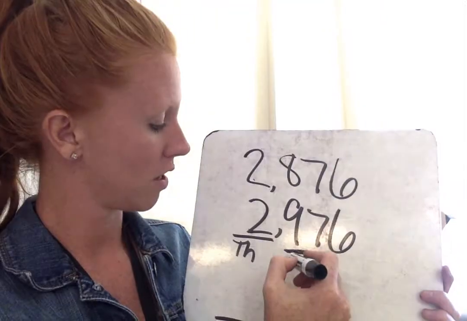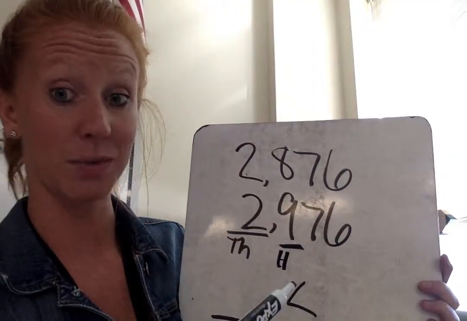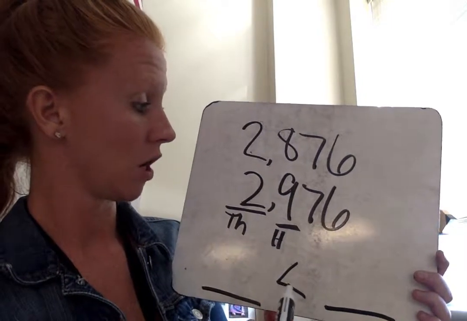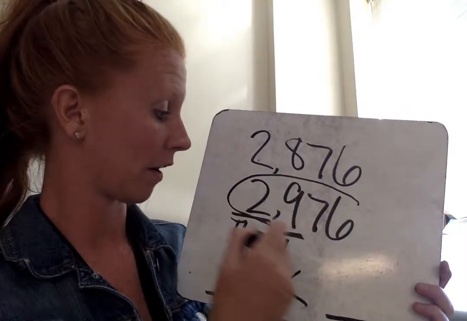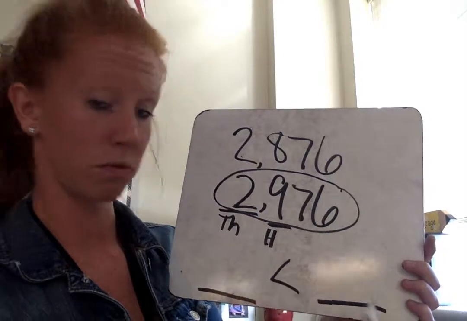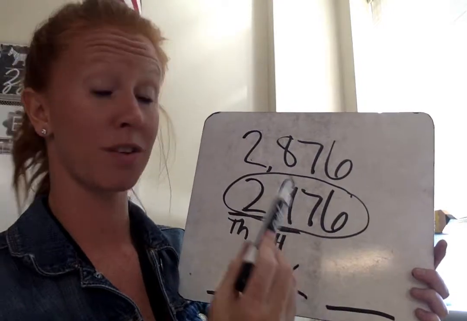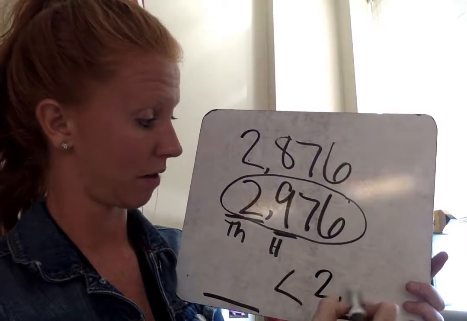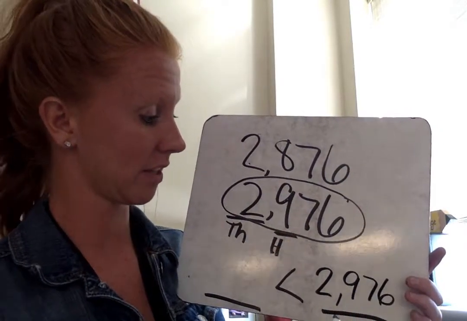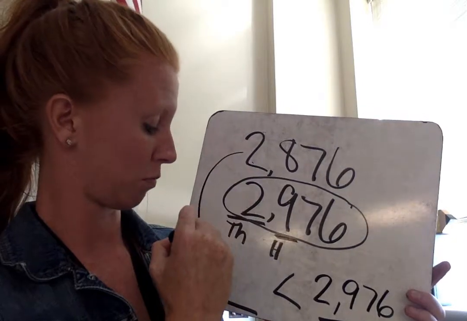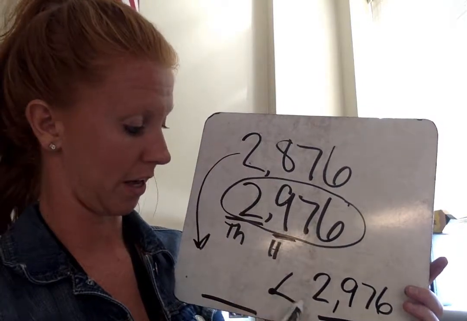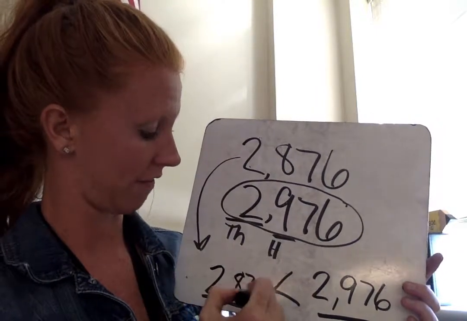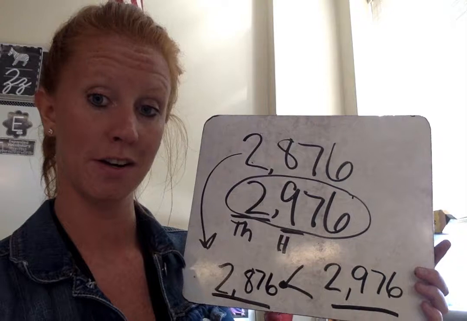Go to our hundreds place. Now this one is different. We have an 8 and a 9. Okay, so the 9 is bigger. We know this one is bigger. But where does it go? The bigger number goes to the bigger part of the sign. Big number, big opening. 2,976. The smaller number is going to go in the smaller opening right here. Big opening, small. 2,876 because it is smaller. Okay?